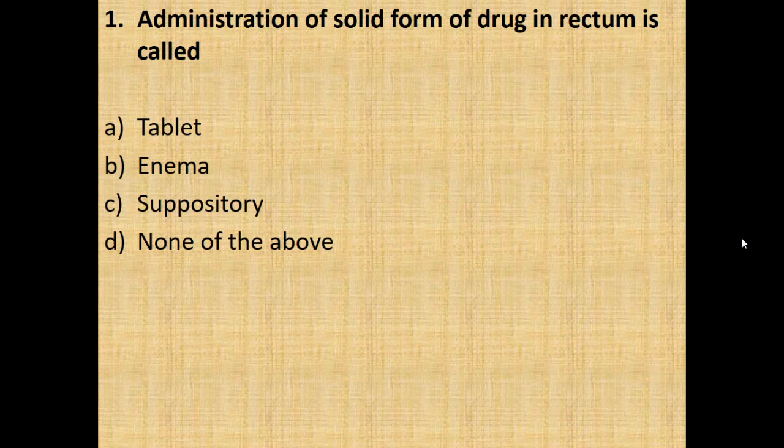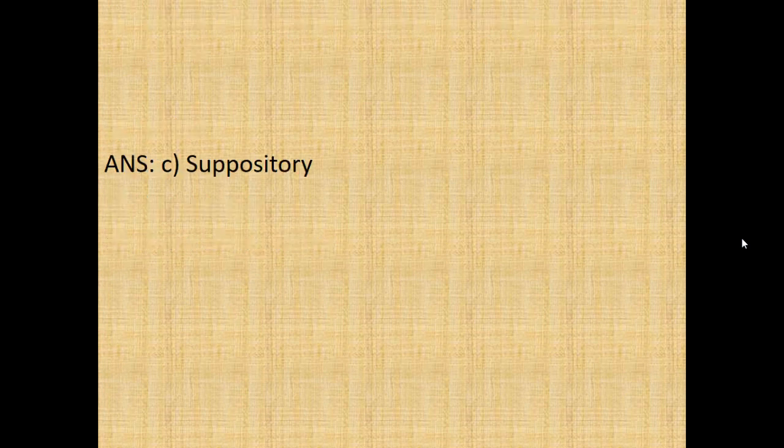Here we can see: the administration of solid dosage form of drugs in the rectum is called what? Tablet, enema, suppository, and none of the above. For example, tablet also has a solid form, but if that solid form is given in the rectum, what is the name? That's the way you should think. Normally students answer tablet, but it is wrong. It's called a suppository.